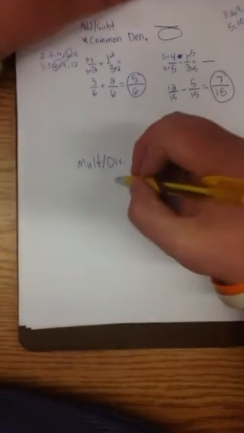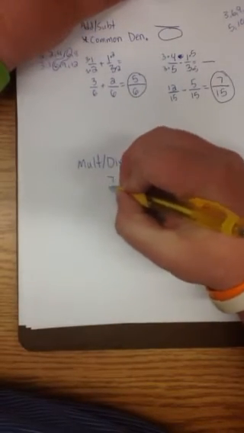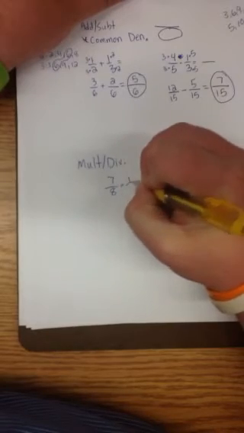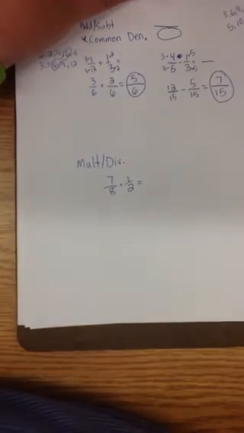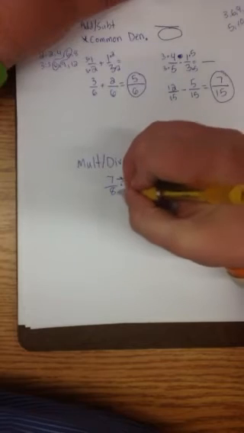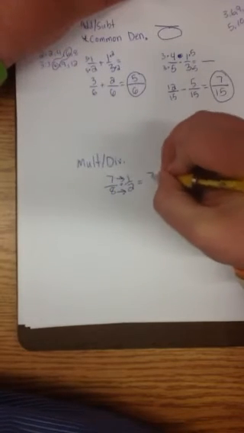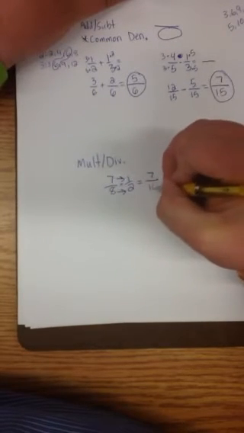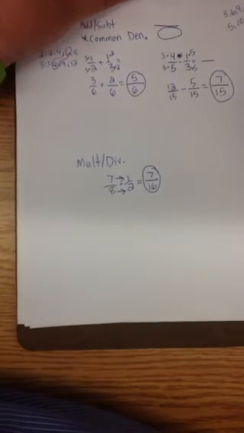Okay, now let's deal with multiplying and dividing a little bit. Multiplying is way easy. This is the simplest one. I don't care what your fraction is, 7/8 times 1/2 is extremely simple. You just multiply straight across. 7 times 1 is 7. 8 times 2 is 16. Boom, you're done.